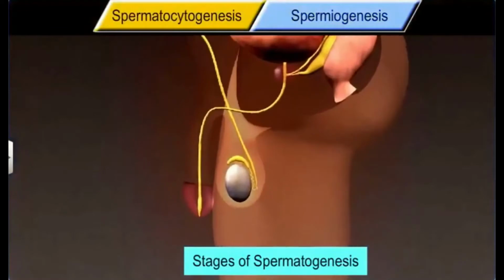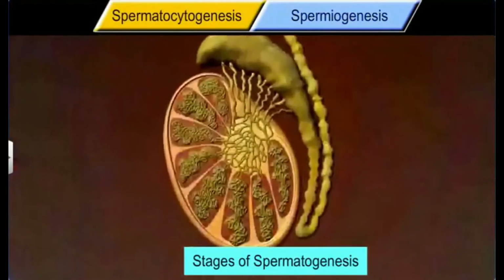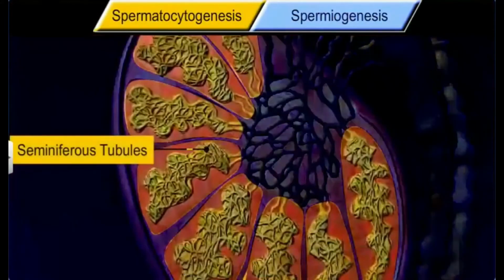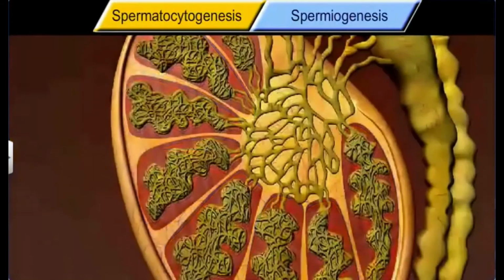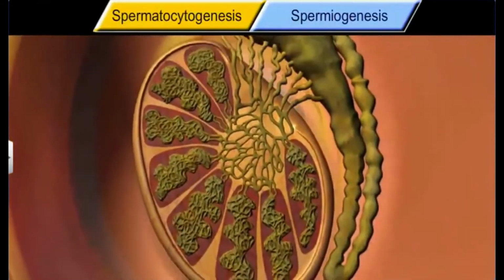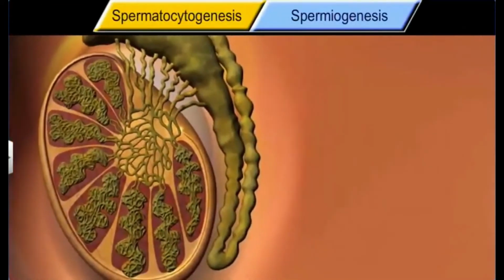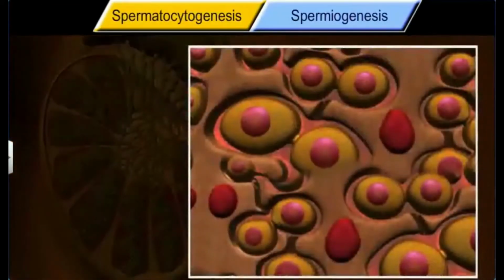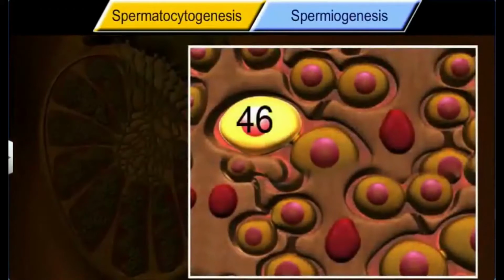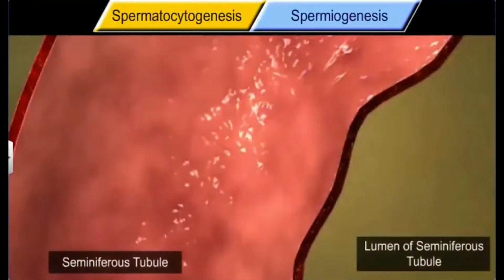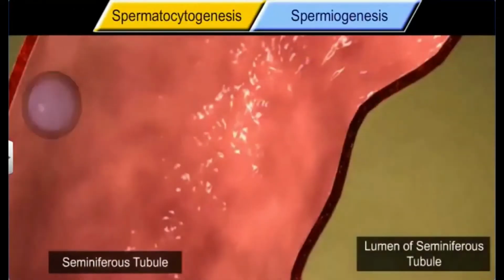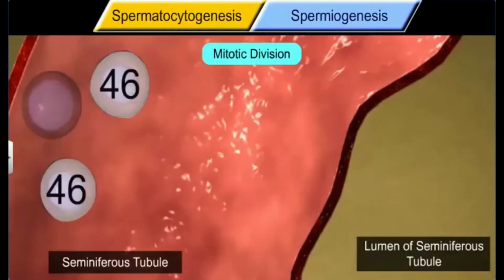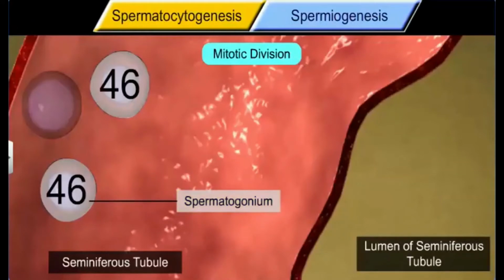Spermatocytogenesis, the first stage, occurs in the seminiferous tubules, whose inner walls are lined with spermatogonia, the diploid male germ cells containing 46 chromosomes. Some of these spermatogonia divide mitotically to form two daughter cells. But out of these two daughter cells, one remains a spermatogonium, while the other becomes a primary spermatocyte.